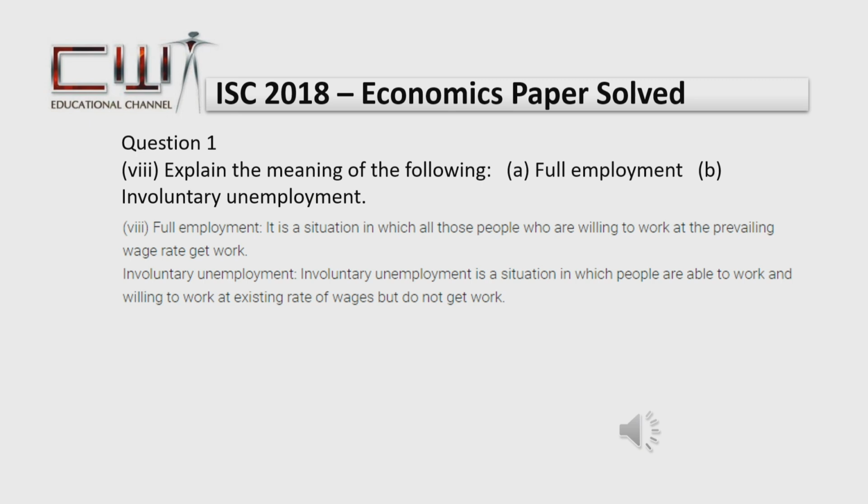Explain the meaning of full employment and involuntary unemployment. Full employment is a situation in which all those people who are willing to work at the prevailing wage rate are given employment. Involuntary unemployment means a situation in which people are able to work and willing to work at the existing rate of wages, but they do not get the work.